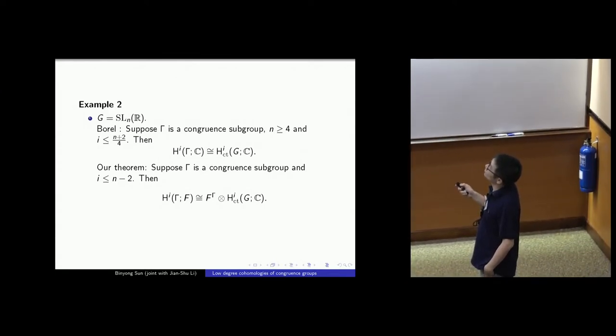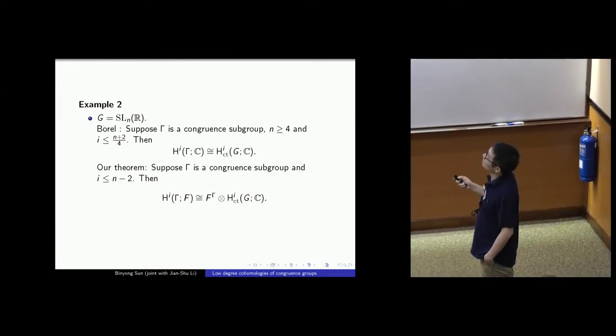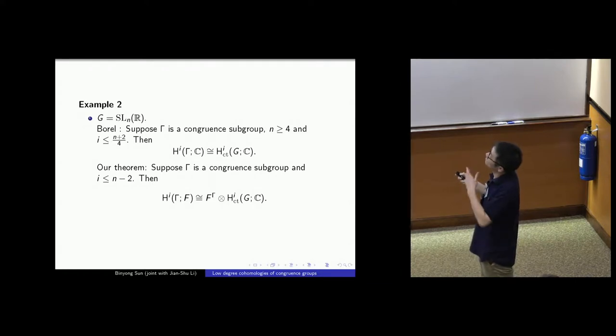Let's look at the group SO(n,1). Borel proved the following. Suppose gamma is a congruence subgroup and n is larger than or equal to 4, I think this is automatic, and i is less than or equal to a fourth of n plus 2. Then Borel proved such an isomorphism. Using our theorem, we get a better bound. So for all i less than or equal to n minus 2, we have such an isomorphism.